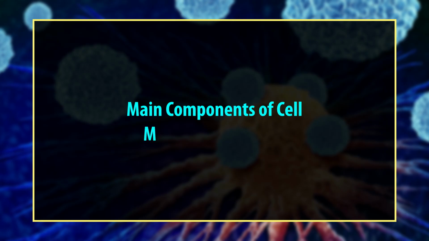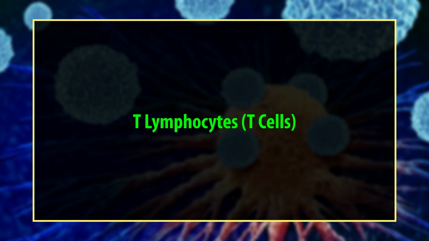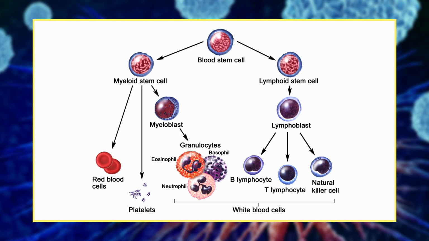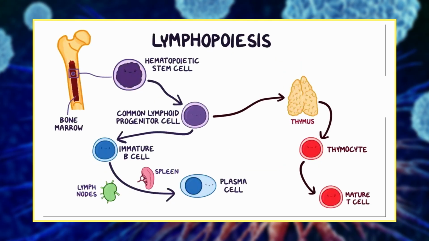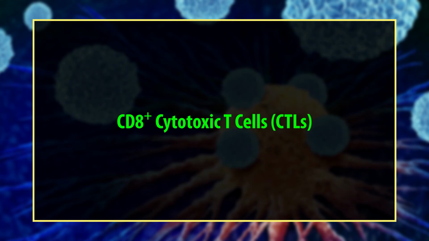We will discuss the main components of cell-mediated immunity. T lymphocytes or the T cells. T cells are the central players in the CMI. They originate in the bone marrow and mature in the thymus. CD8 cytotoxic T cells or the CTLs. CD8 T cells are known as cytotoxic T lymphocytes or the CTLs.